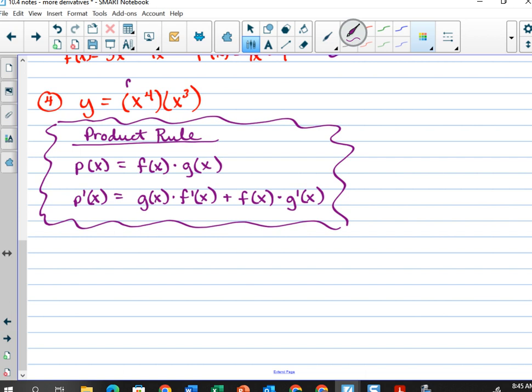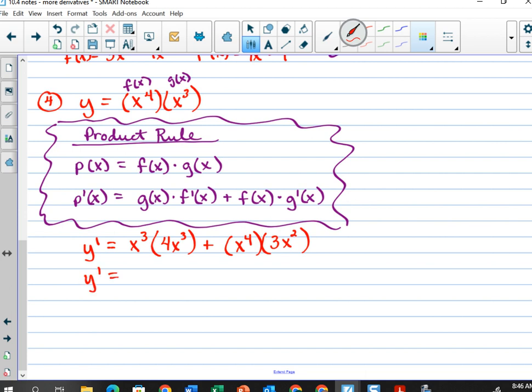In this little thing I gave you, x to the 4th is our f of x and x cubed is our g of x. So we'll come back down here and use our rule to find y prime. Let's go through it. What is g of x? x to the 3rd, times what is f prime of x? 4x cubed, good. Plus, what is f of x? x to the 4th. Yep. What is g prime? 3x squared.